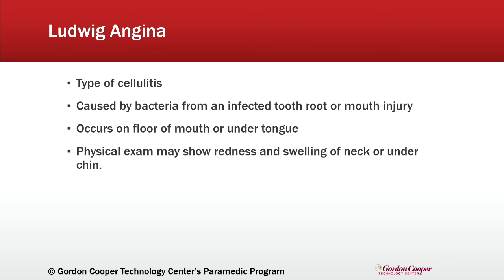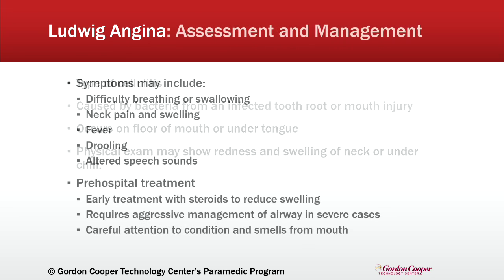This is a little weird one here. Ludwig angina is a type of cellulitis caused by bacteria from an infected tooth or a mouth injury. The cellulitis occurs on the floor of the mouth under the tongue. You may also see redness and swelling around the neck or under the chin, and the tongue may also be swollen. In severe cases, Ludwig angina may cause rapid swelling and airway obstruction. So you may need to manage the airway through the nasal passages or via a cricothyrotomy or something along those lines if they begin to have airway management issues.